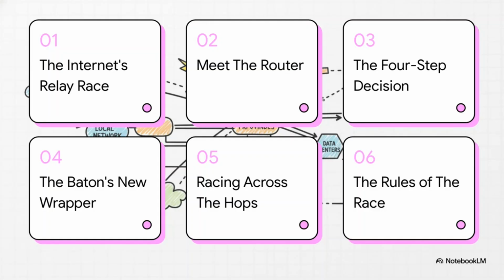So here's our game plan. We'll start with the big picture idea, the relay race itself. Then we're going to meet our star athlete, the router, and find out how it makes its decisions. After that, we'll get into the real nitty-gritty of the baton pass, see the race in action, and then wrap up with the key rules you need to know.